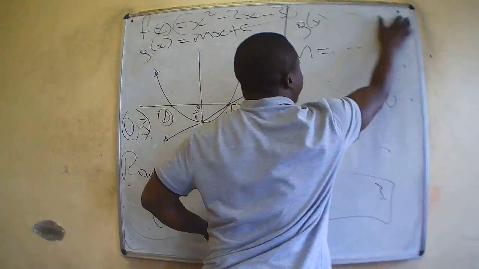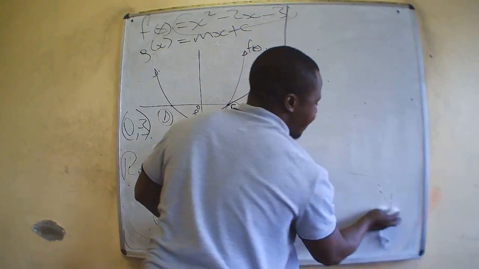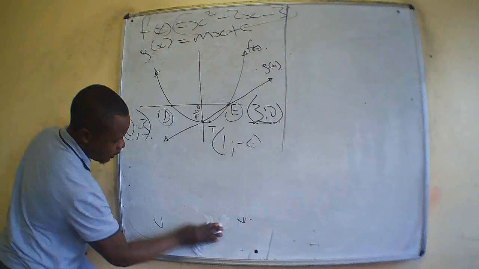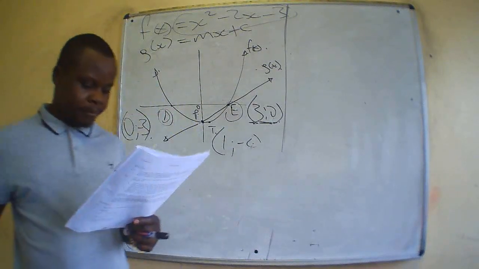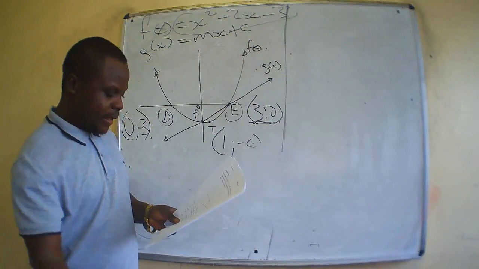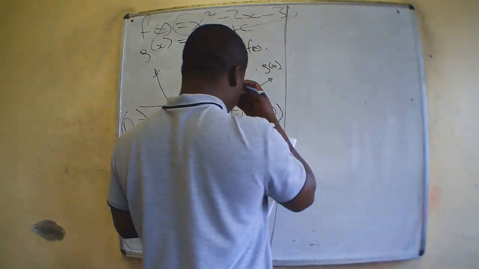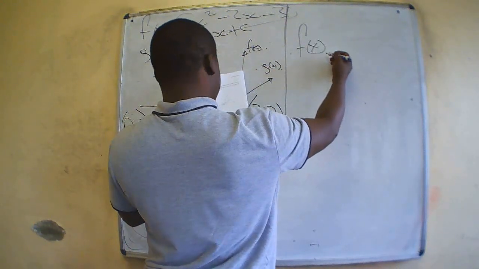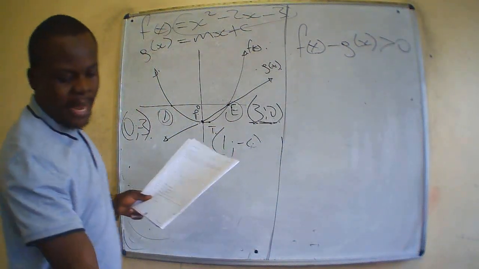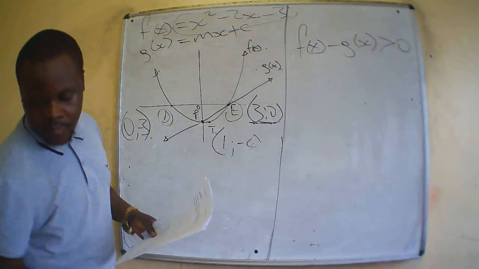So now we have the equation of g of x. Our next question entails that we need to determine and write down the values of x for which f of x minus g of x is bigger than 0. We need to determine values that satisfy this condition.